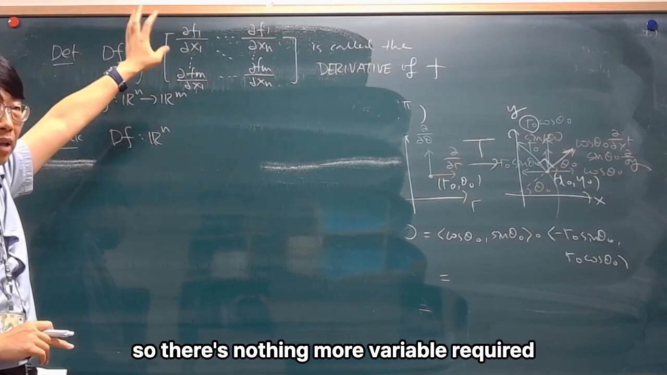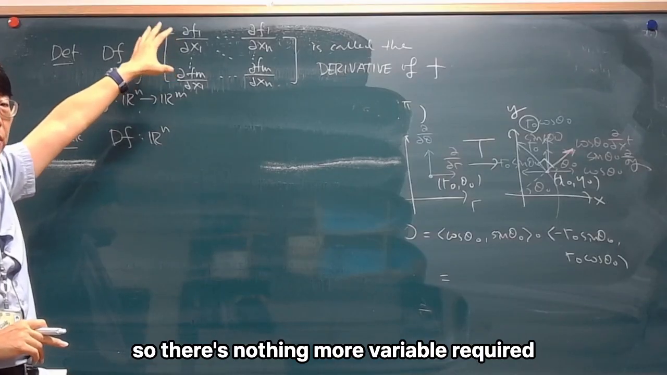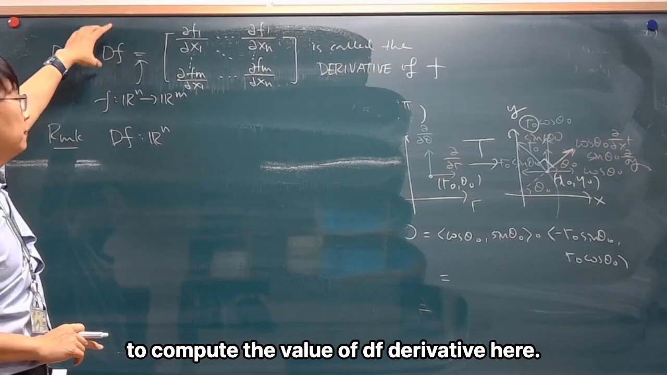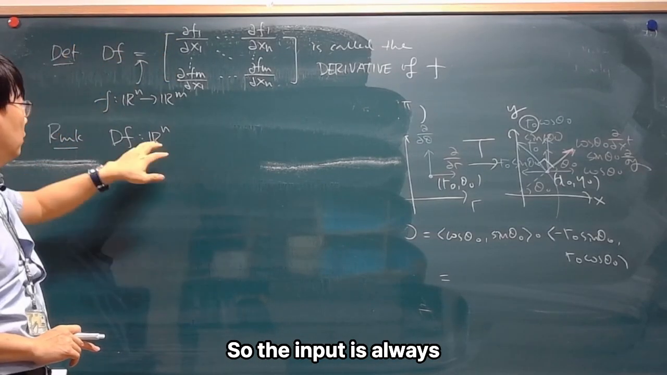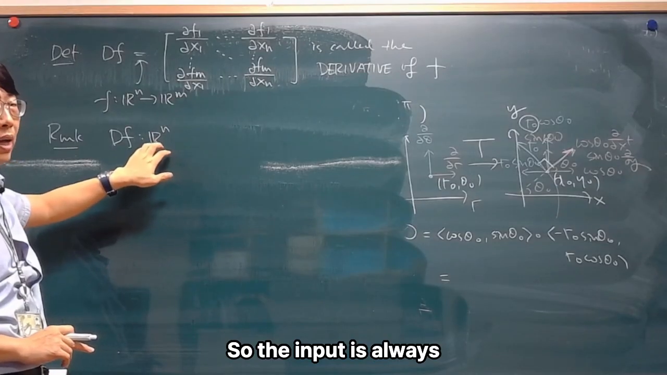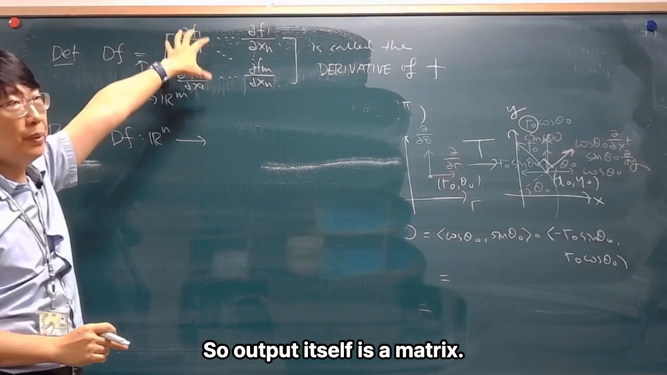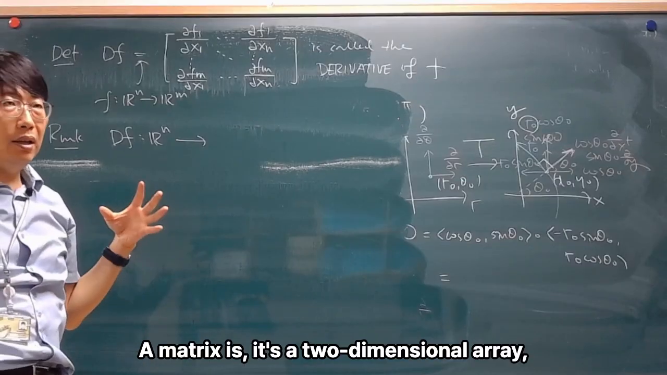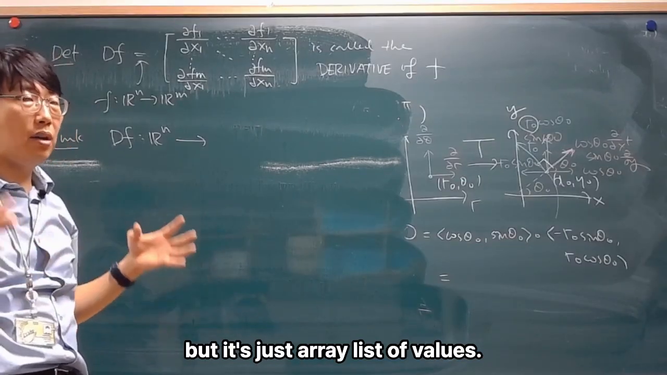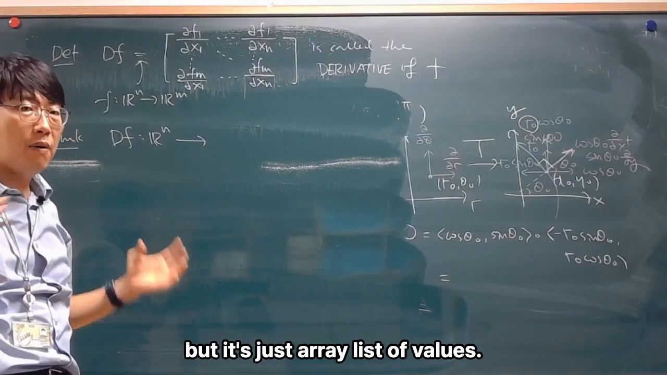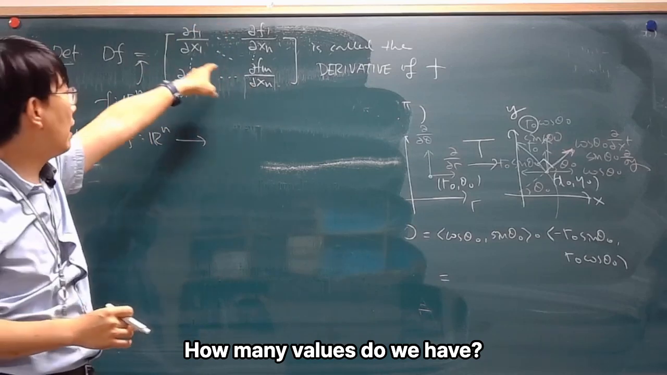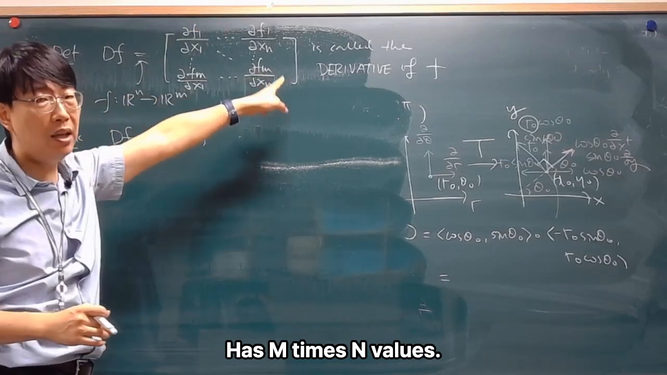So there's nothing more variable required to compute the value of df, the derivative here. The input is always an n-dimensional vector. But how many outputs are there? The output itself is a matrix, a two-dimensional array, but it's just a list of values. How many values do you have? It has m times n values.